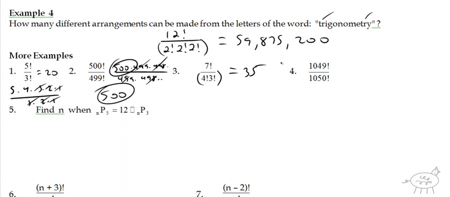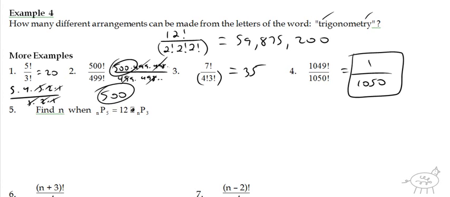Again, this one won't work, 1,049 factorial, a huge number. But, of course, the one below it is less, so what's our answer? 1 over 1,050. Okay, not bad.